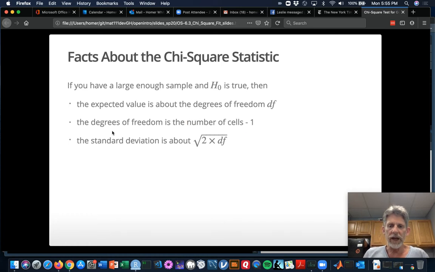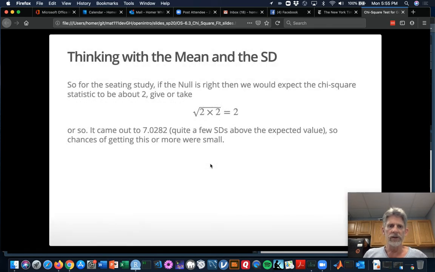So you can expect, if the null is right, the chi-square to be about the degrees of freedom, give or take a standard deviation of square root of twice the degrees of freedom. So, for example, for that seating study, if the null is right, you'd expect the chi-square to be about 2, give or take square root of twice the 2. That's square root of 4, that's a 2.